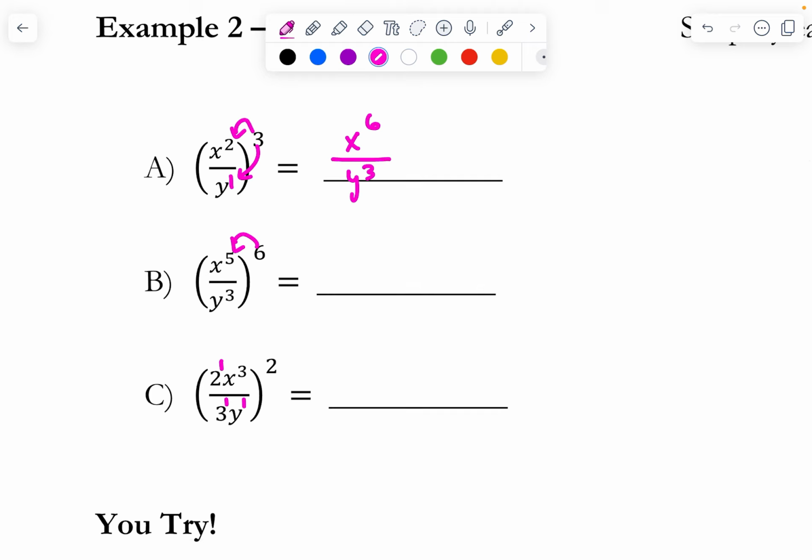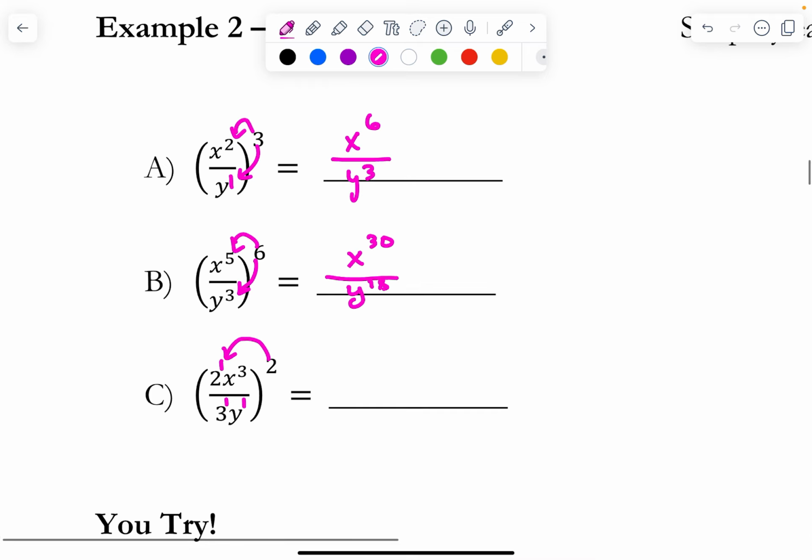X to the power of 5 times 6, well, that's just x to the power of 30. Y to the power of 3 times 6, that's y to the 18th. 2 to the power of 1 times 2 is 2 squared, and I'm actually going to write that here. So I'm just going to fully simplify it since I'm already there.